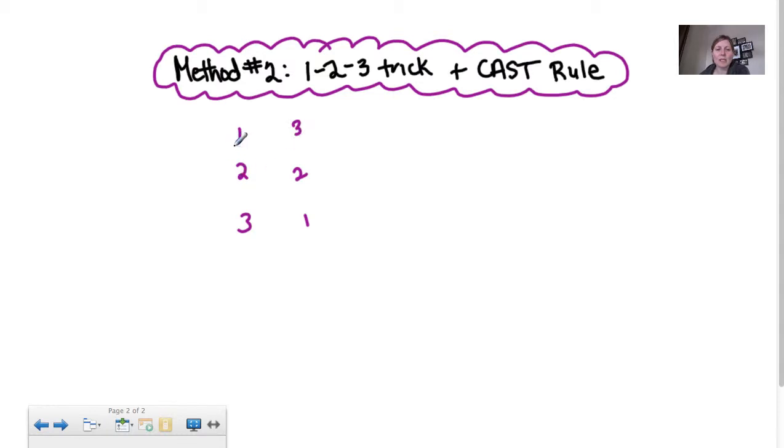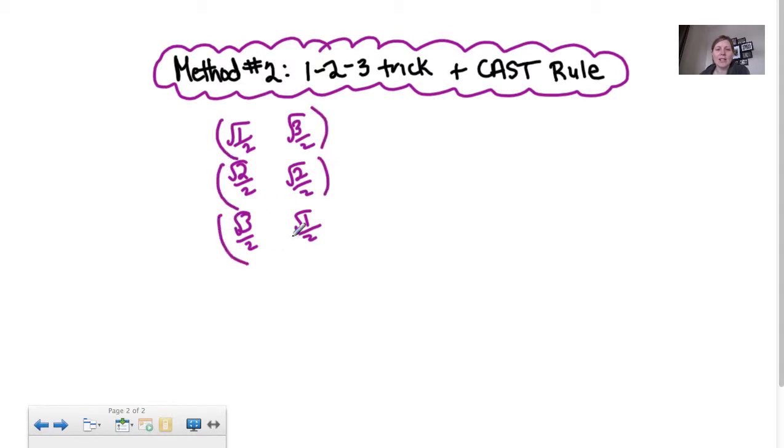And now for each one of these numbers, we're going to put it over 2. And over here, over 2, over 2, over 2. And then the last thing we're going to do is take the square root of every single one of the numbers. And what we have here are the x and y values for, starting in order, the smallest angle, which is pi on 6, and then pi on 4, and then pi on 3.